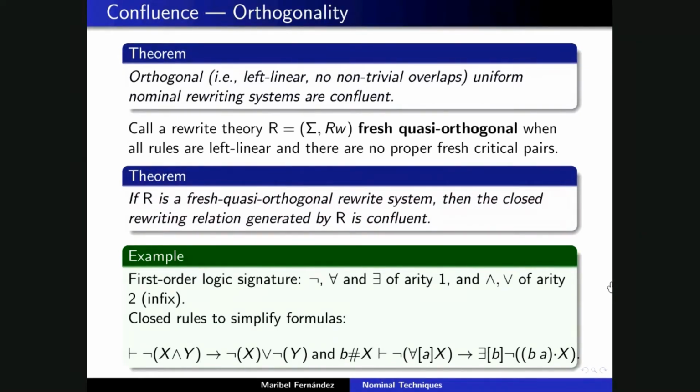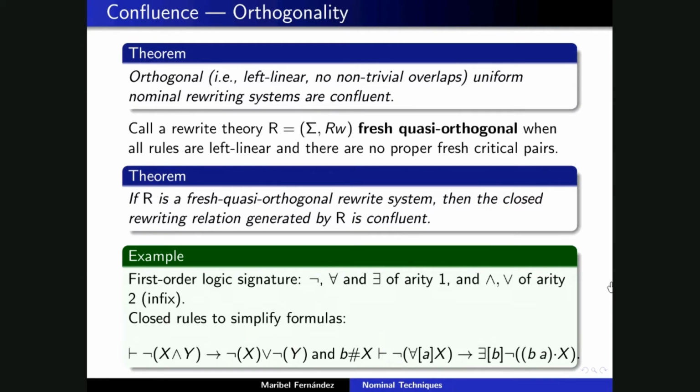Functional programs require the function definitions to be left linear, so you cannot use the same variable twice in a matching case, and no overlaps. By definition, usually the cases are disjoint; they are checked one after the other. So that ensures confluence in first order systems.